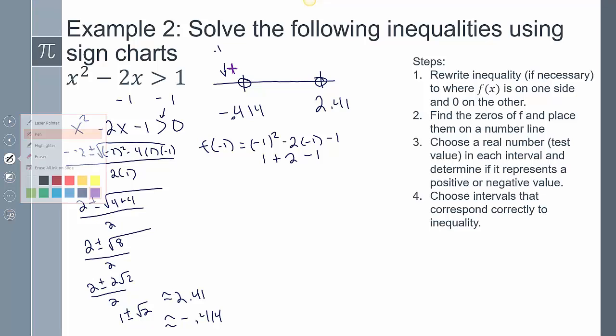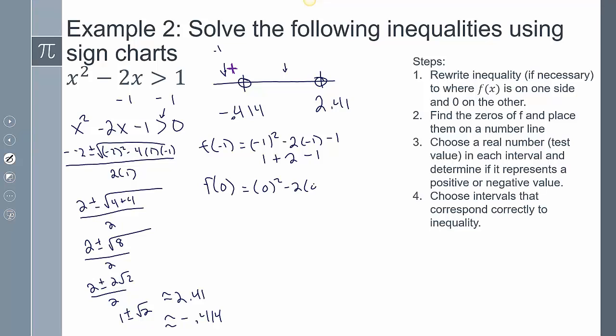Now let's try a value between here, like 0. So f of 0. So I get 0 squared minus 2 times 0 minus 1. And so 0 and 0, that gives me -1. So we're going to say that this is going to be negative.